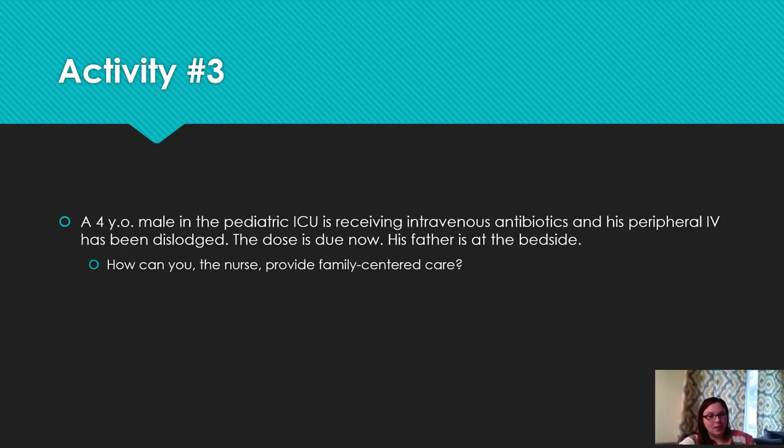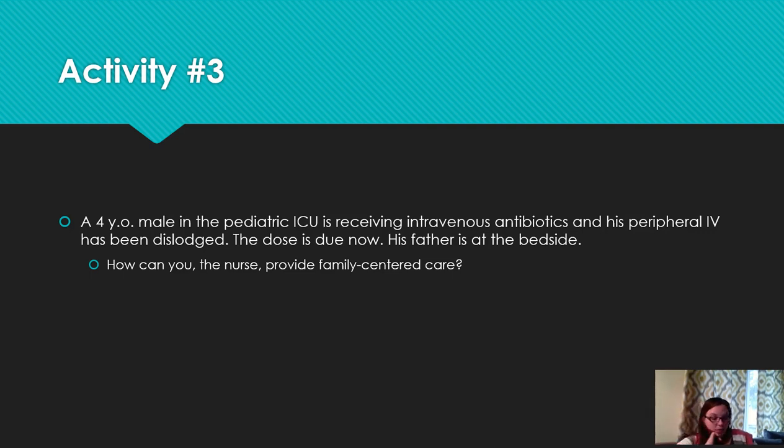Okay, one more. Kind of gave this one away a little bit. A 4-year-old male in the PICU is receiving IV antibiotics, and his peripheral IV has been dislodged, so it's not where it should be. He's got a dose due now. Dad's at the bedside. So what can you do here? Well, the big one here is to what? Utilize Dad. Ask Dad, when is he comfortable holding the kiddo and providing comfort while you as the nurse try to get another IV in? Some families are, some families aren't, but you have to offer it and ask.